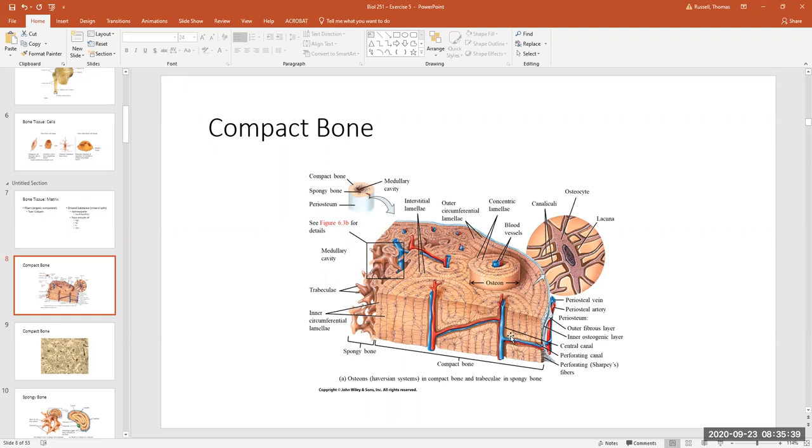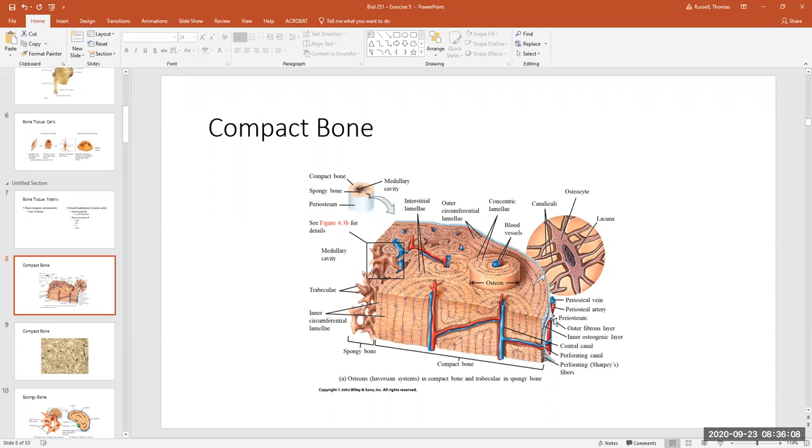So what you're looking at from the outside of the bone, here would be the outside. All of our bones are surrounded by a connective tissue capsule around it. This is called the periosteum. The periosteum is composed of two primary layers. The outermost layer is called the fibrous layer. Basically, it's dense collagen fibers around your bone.